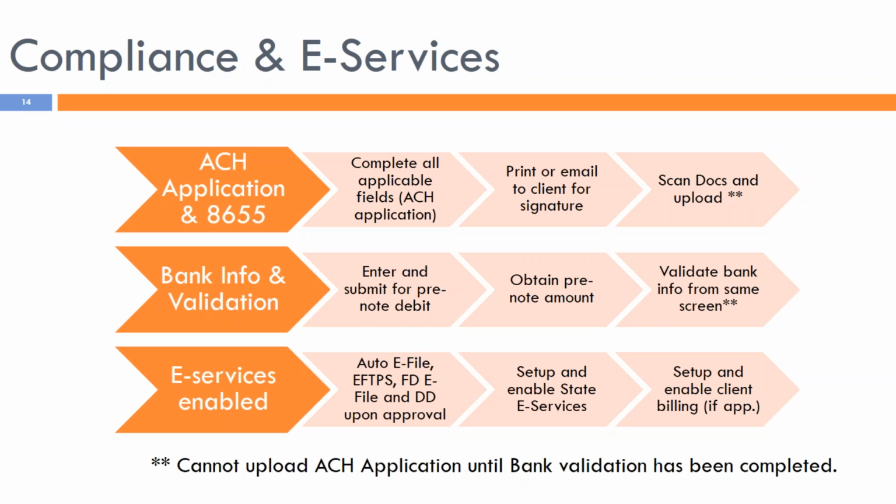The ACH application gets uploaded to AccountantsWorld. The Form 8655 gets uploaded to your archive data or cloud cabinet firm folder called Forms 8655 for your records, and also must be faxed to the IRS. And we'll take a look at that in a minute. Note that the upload button for the ACH application will be disabled until you have completed the bank validation process.